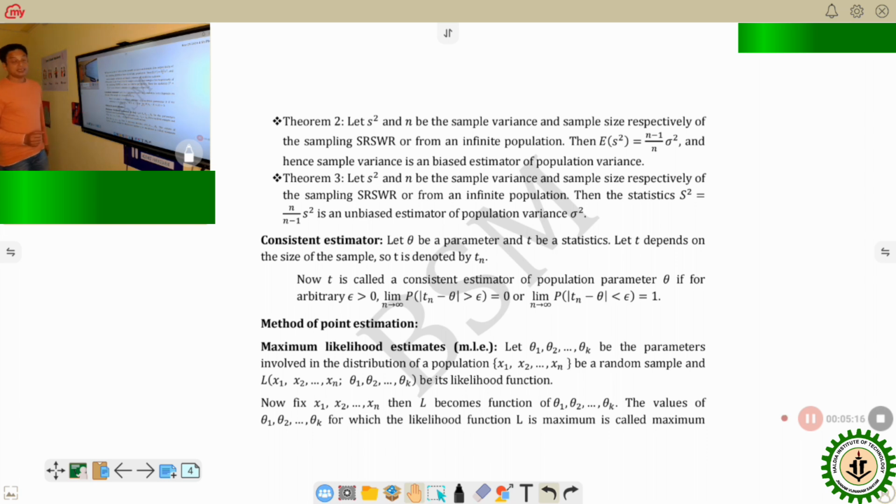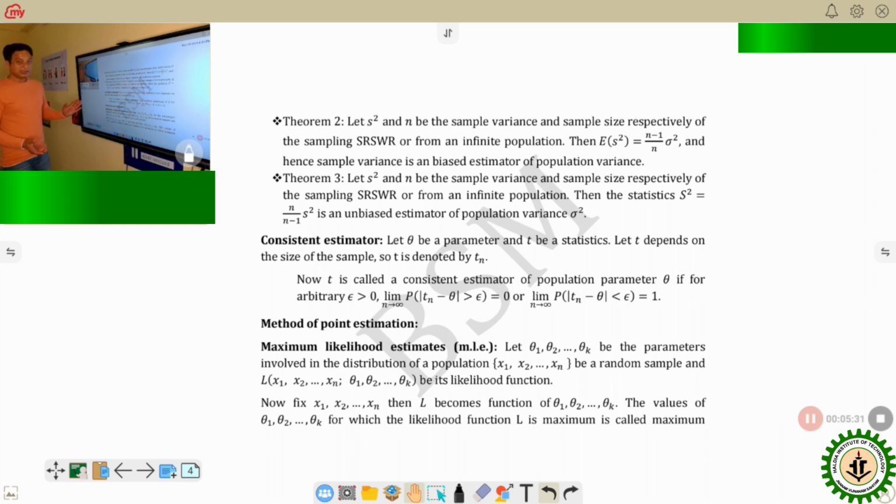Now, consistency is another thing. Consistency in simple terms means steady, but in terms of statistics, it is: limit as n tends to infinity, probability of |Tn minus theta| greater than epsilon equals 0.